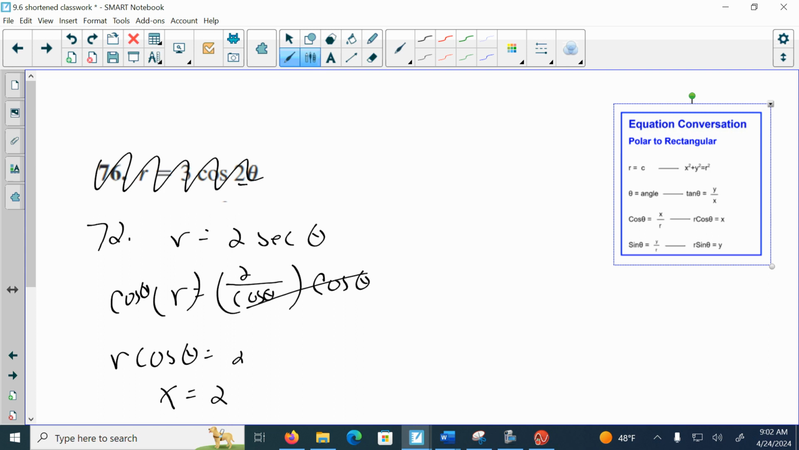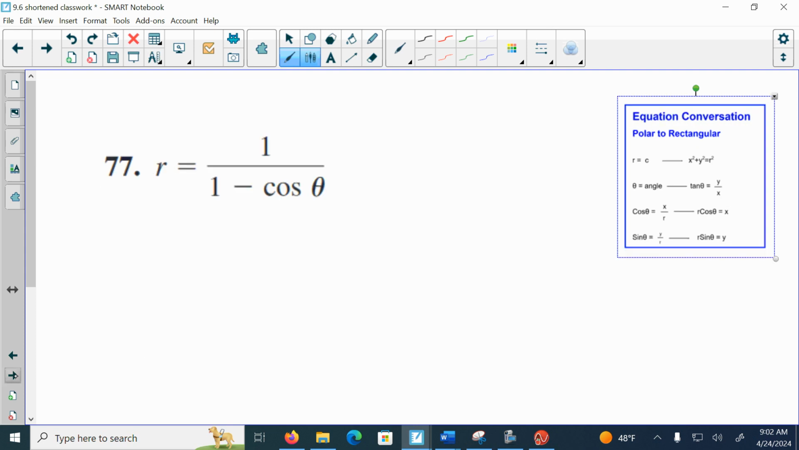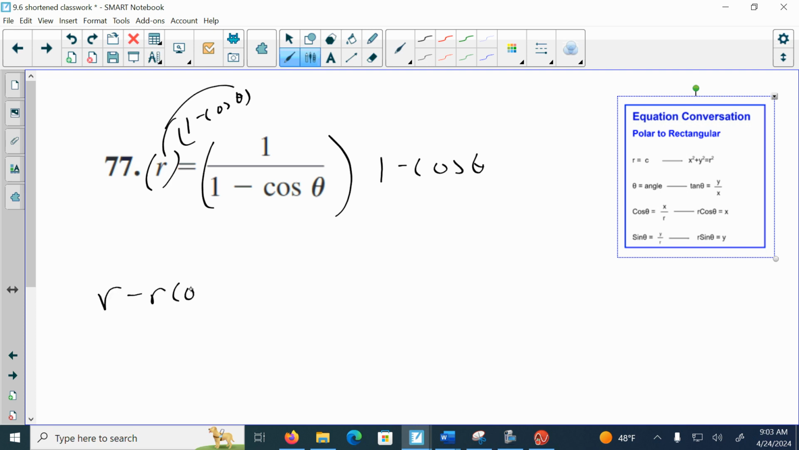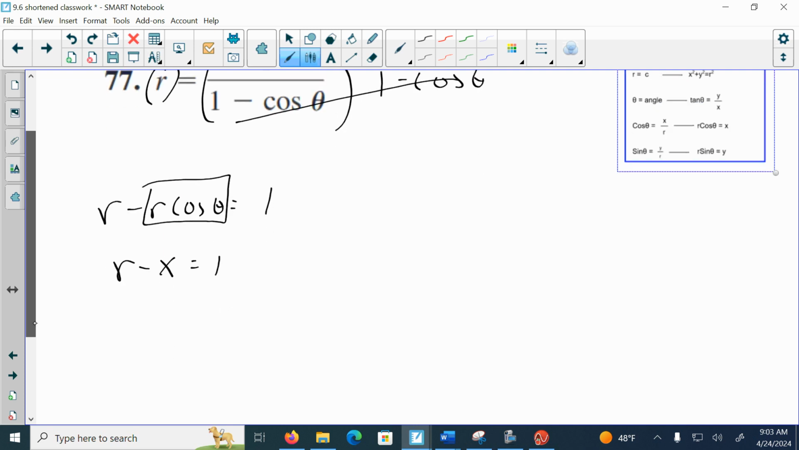This one we skip because this is a double angle, and I know you guys don't need this. For the next one, I have r is equal to 1 over 1 minus cosine theta. I'm going to get rid of the denominator, so I'm going to multiply both sides by 1 minus cosine theta. Remember, when I multiply this r, I'm distributing it, so I'm going to have r minus r cosine theta is equal to 1. As soon as I can, I'm going to replace r cosine theta, and that's going to be x. I'm going to have r minus x is equal to 1. So I'm going to add x to both sides, so r is equal to x plus 1.